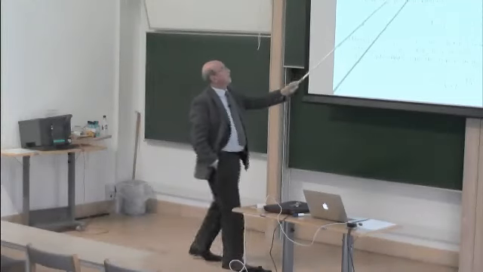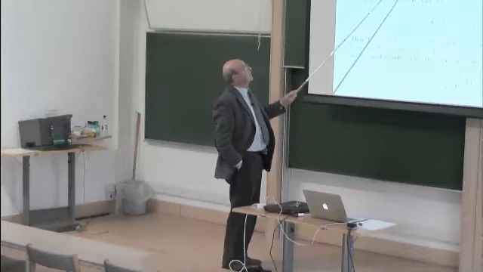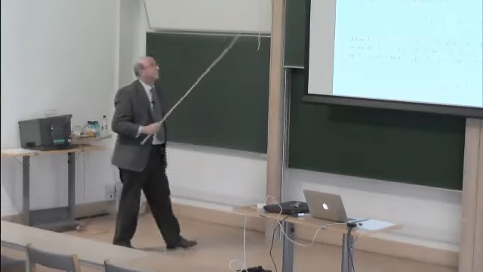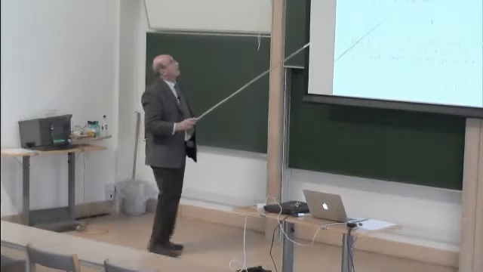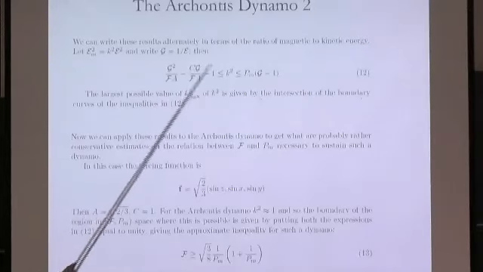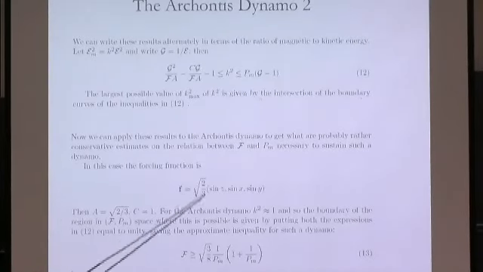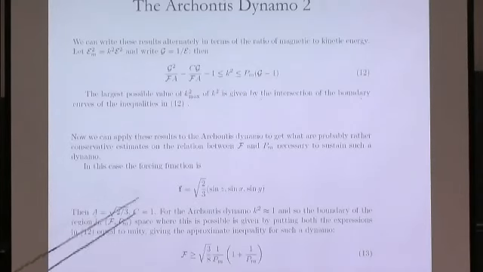k squared has to be less than this, but it also has to be greater than this. So these two curves intersect, and it can't go above where the curves intersect. And so we can work out the maximum possible value of k squared for any given f. For the Arcontis dynamo, f looks like this. It's very simple, one that's been done before. And so the maximum is root 2/3.